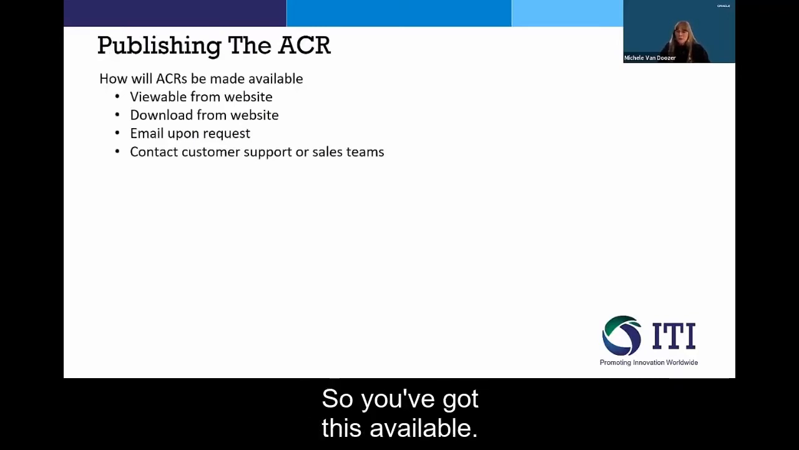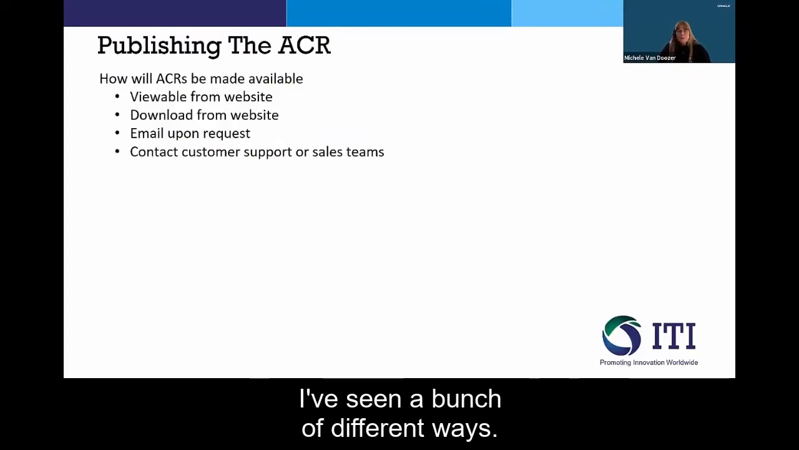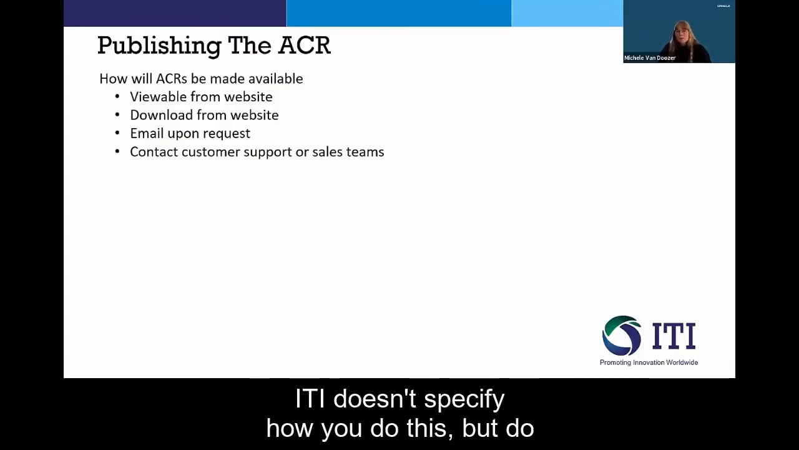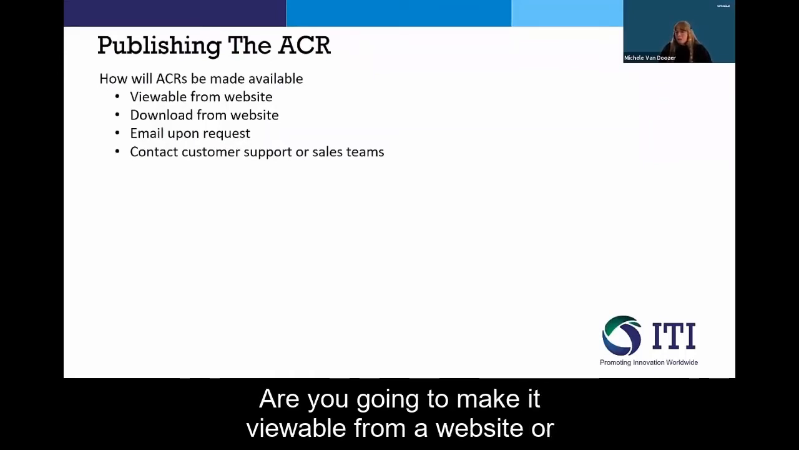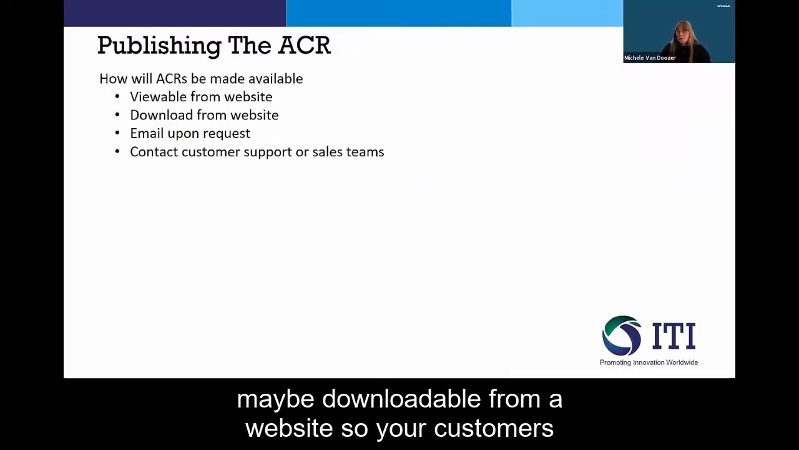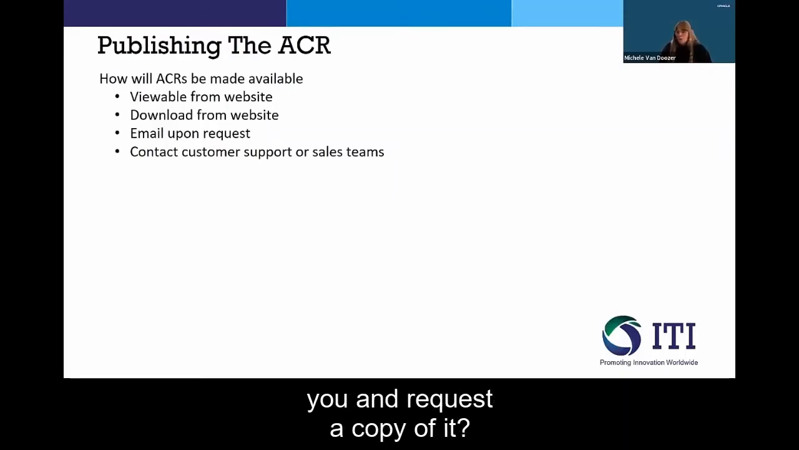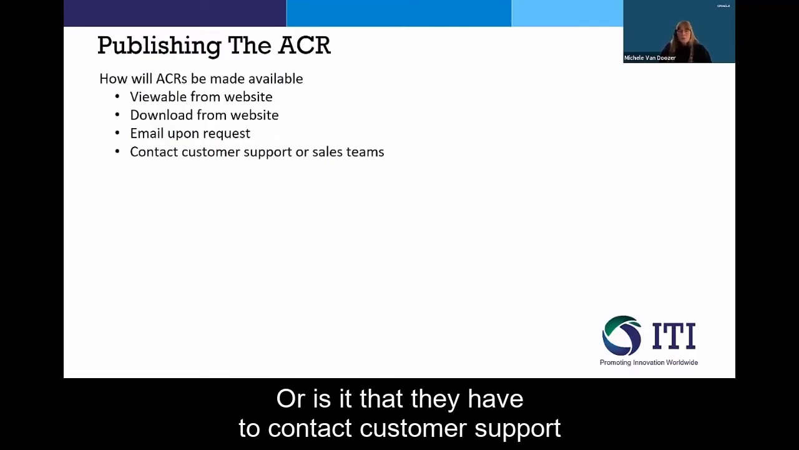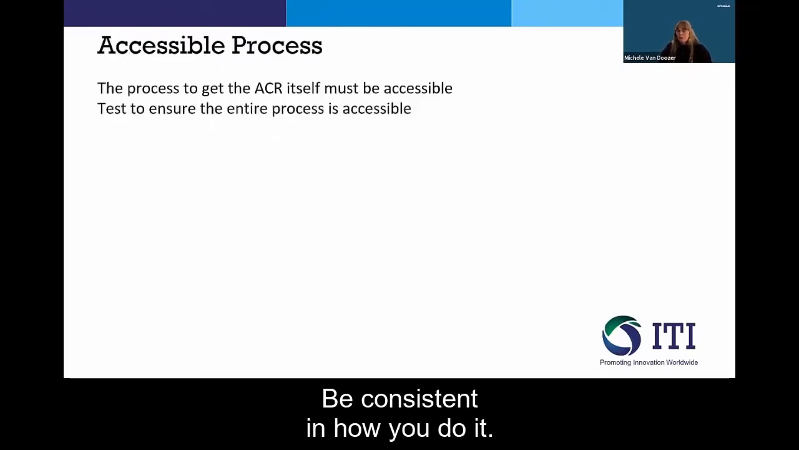Publishing your ACR. So you've got this available, you've made it all accessible. Now, how are you going to get it to your customer? I've seen a bunch of different ways. ITI doesn't specify how you do this, but do whatever your corporation normally does. Are you going to make it viewable from a website, or maybe downloadable from a website so your customers can keep a copy? Is it that you're going to have your customer email you and request a copy of it? Or is it that they have to contact customer support or the sales team to get the ACR? Pick a method, and be consistent in how you do it.